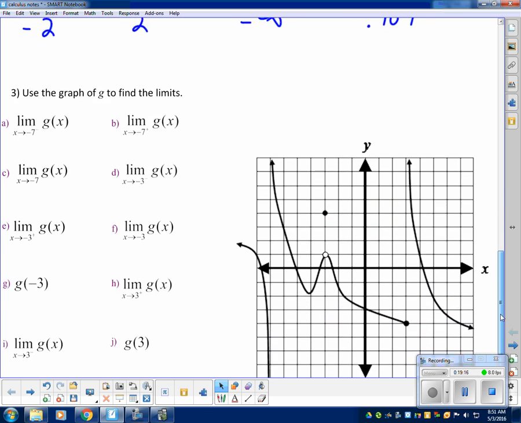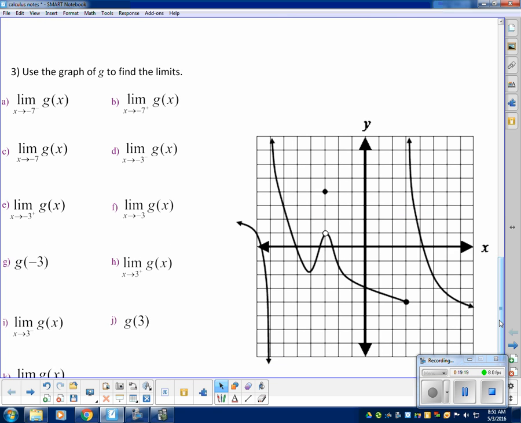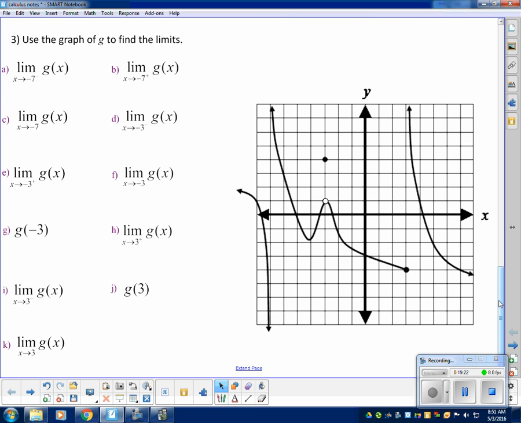Okay, we're going to use the graph of g to find the limits here. This will go quickly, so watch carefully as we go through this, and I'll have you try some of these pairs. We're just going to look at the picture. Limit as x approaches negative 7 from the left. So as I come in from the left here, where is this headed as x approaches negative 7 from the left? What are my y values approaching? Negative infinity.